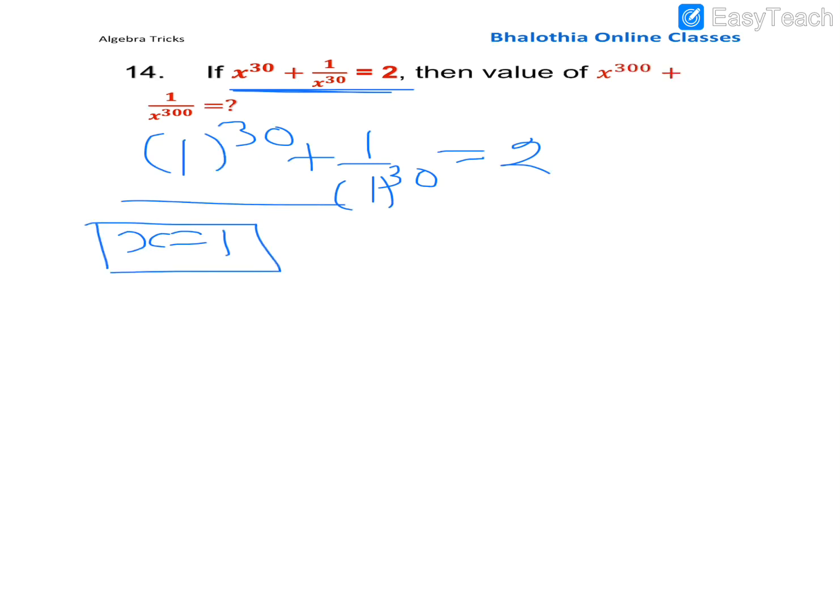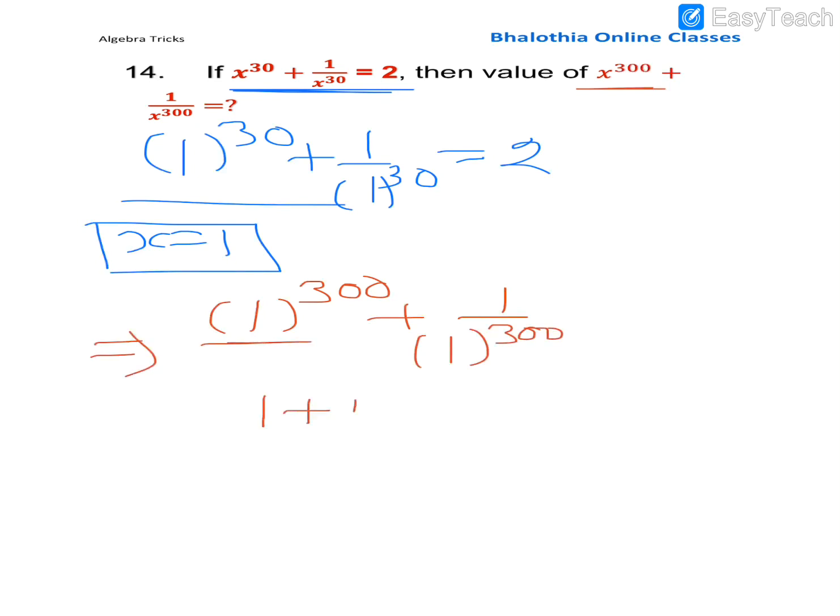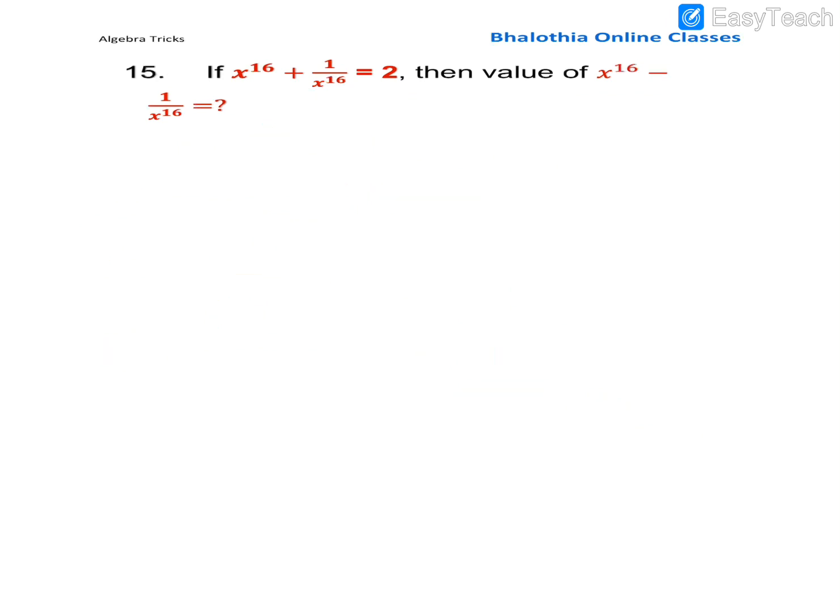We can put the value of x equal to 1. So what will be our answer in this case? Like 1 raised to the power 300, right? So 1 raised to the power 300 plus 1 upon 1 raised to the power 300. Whatever power we put, it will always remain 1. So 1 plus 1, our answer will be 2. Okay guys, so we have used the short trick as well as what we should put, and that kind of question we are solving here.